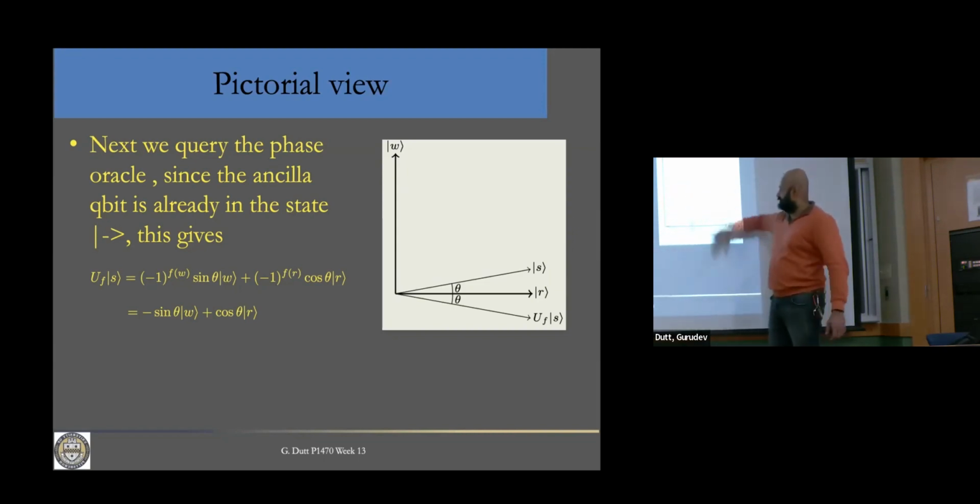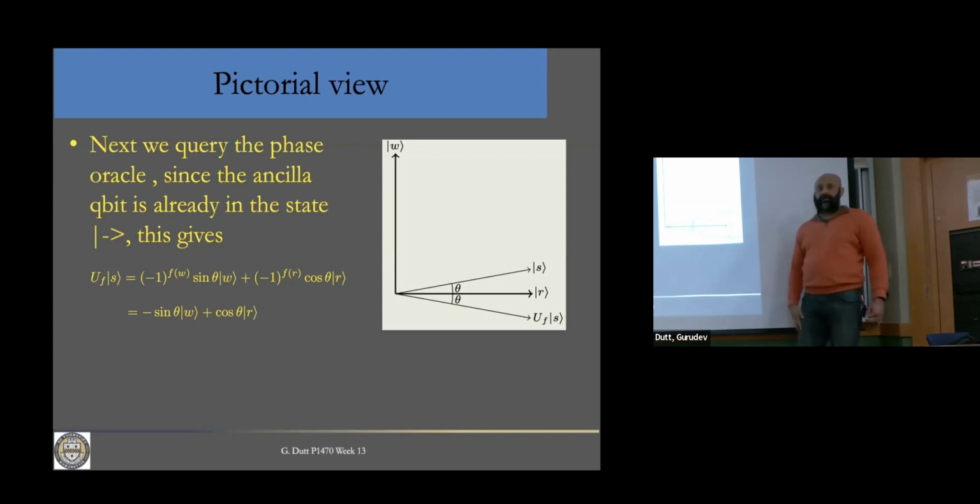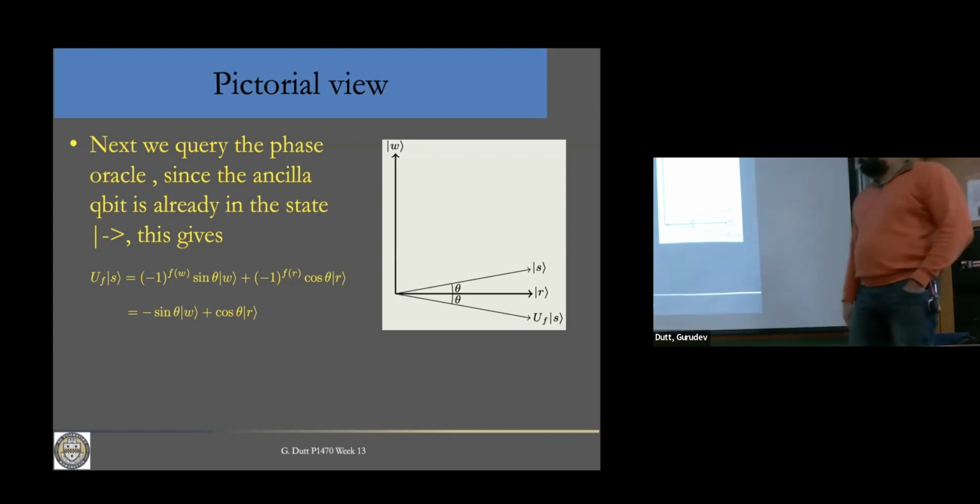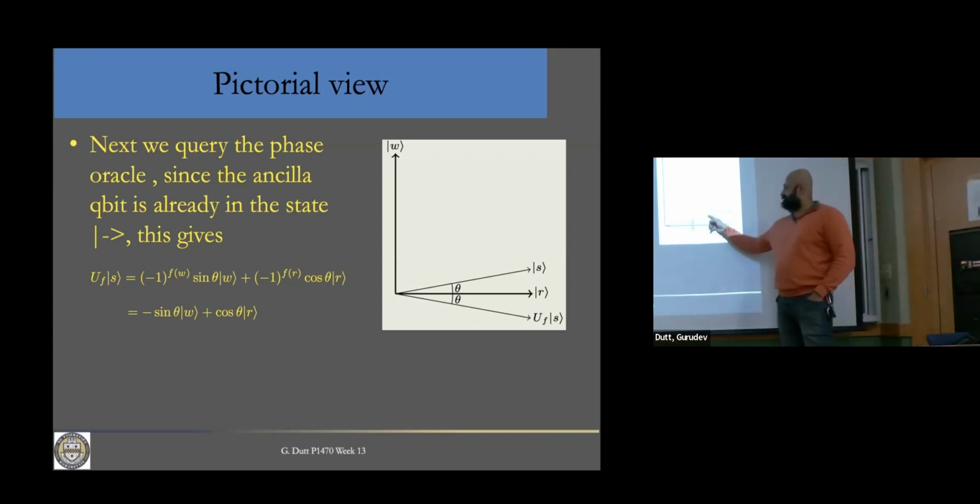So that's basically inverting the amplitude along the w state. Therefore, that makes it go negative, and therefore we get a reflection around basically the r axis. Okay? So instead of making an angle theta this way, it's now making an angle theta this way.